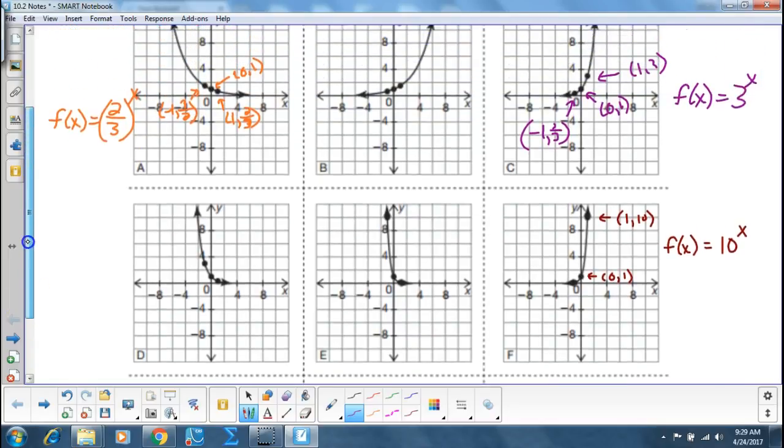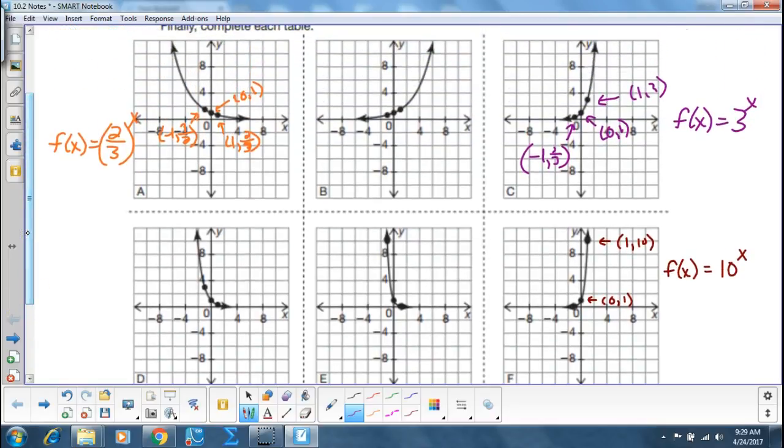Megan, I see that you've got yours all filled out. Pick one of the other ones and justify it for me. E was 0.1 to the x power. Okay, what was your justification? I just want the closest to the lines that had the steepest. Okay.